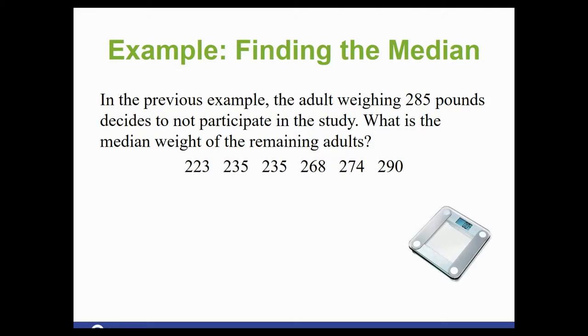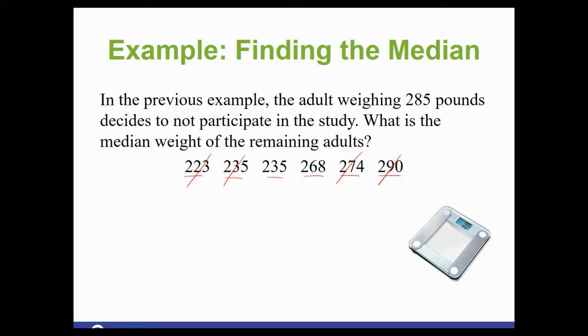So in the previous example, the adult weighing 285 pounds decides not to participate anymore in the study. Now what is going to be our median weight? So let's check the numbers. It looks like they left them in order for us, so we're good. We're in order. So same thing as last one. Mark off the front and back. Mark off one in. And then this is the spot I was talking about.